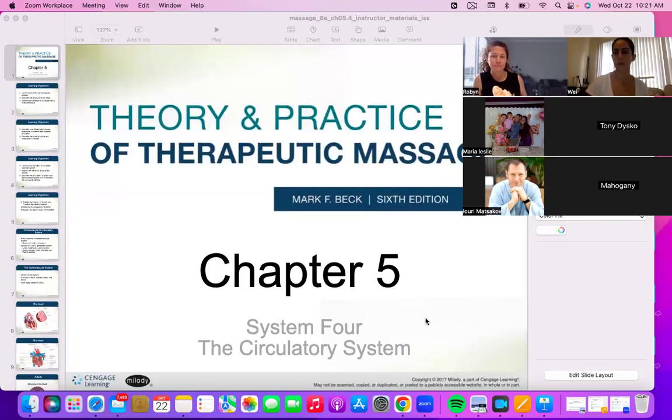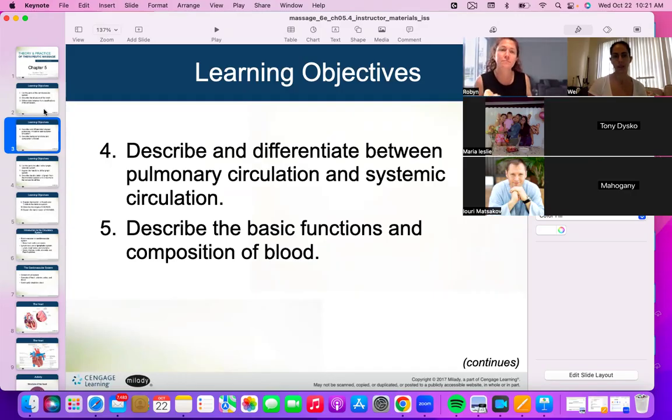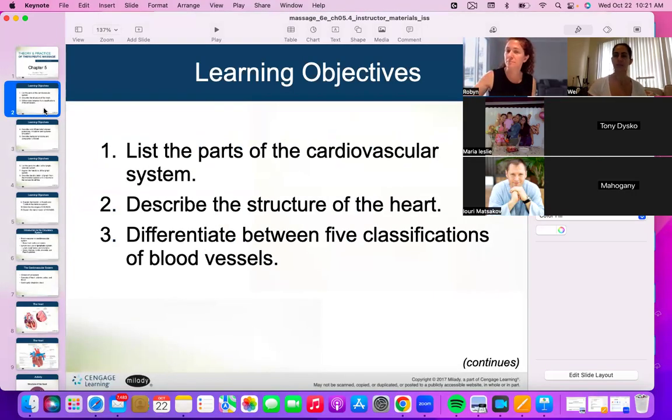Okay, welcome everyone. We're going to talk today about the circulatory system, which is the cardiovascular system. Most importantly, what we need to get out of this lecture is understanding or knowing these 5 points, even though there's more information in there. But what we need to get out of this is these 5 objectives.